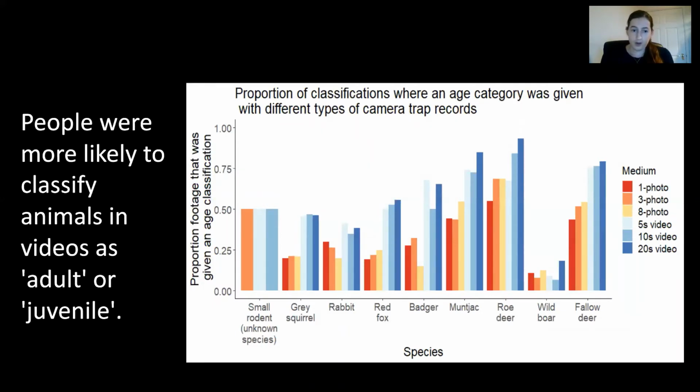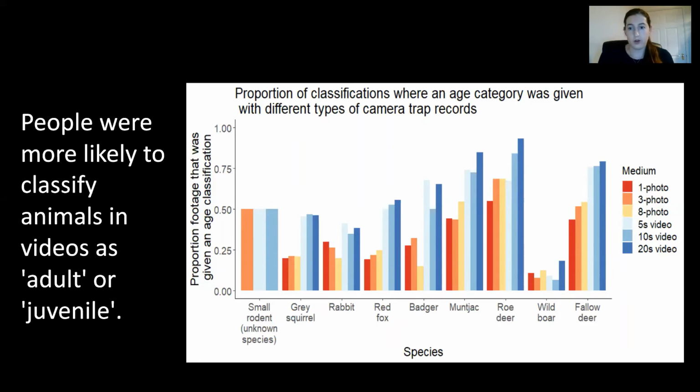When people are classifying, we also give the option of adding a little bit more information if they can. This is entirely optional. So people can choose to identify whether they think the animal in the photo or video is an adult or a juvenile. And we tend to find that this information isn't added a lot previously on MammalWeb.